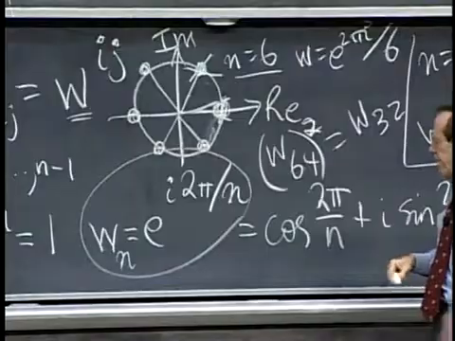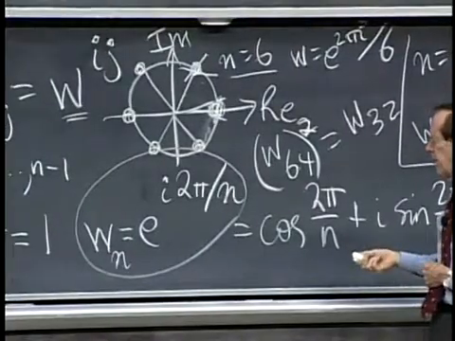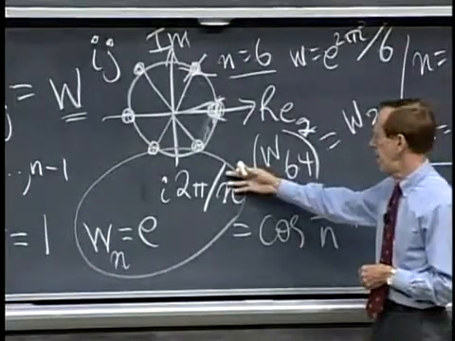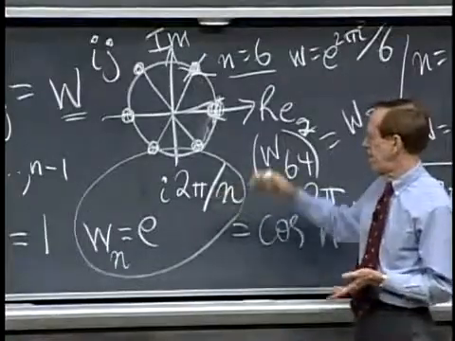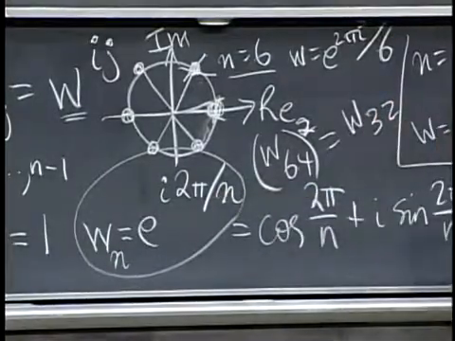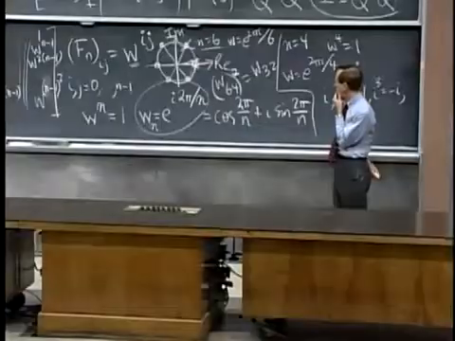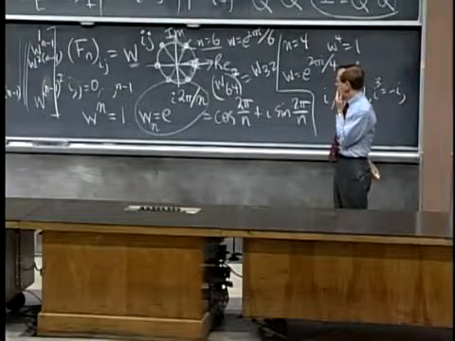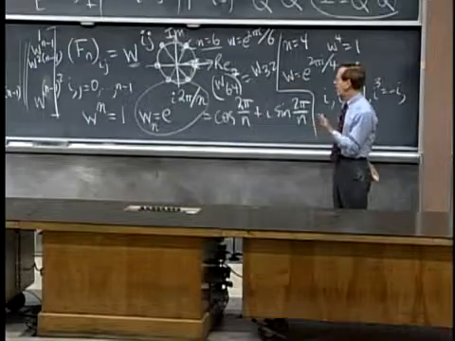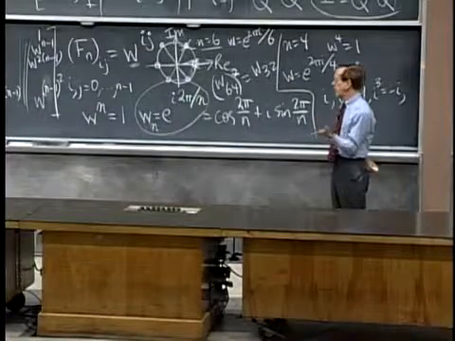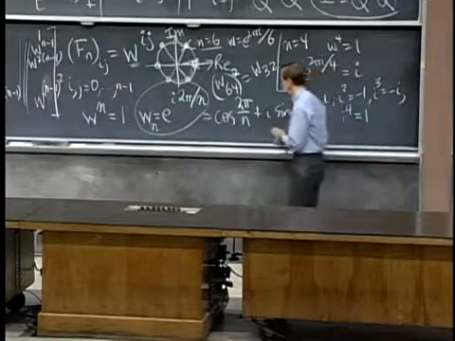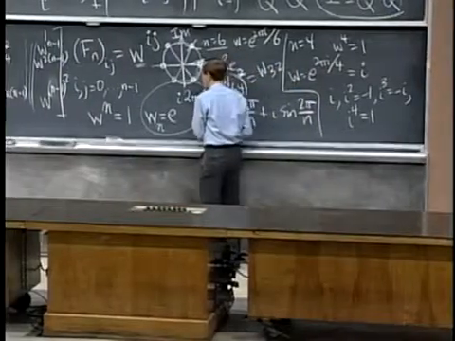If I square this matrix, I double the angle. If I square this number, I double the angle. I get the W32. So somehow there's a little hope here to connect F64 with F32. And here's the connection.